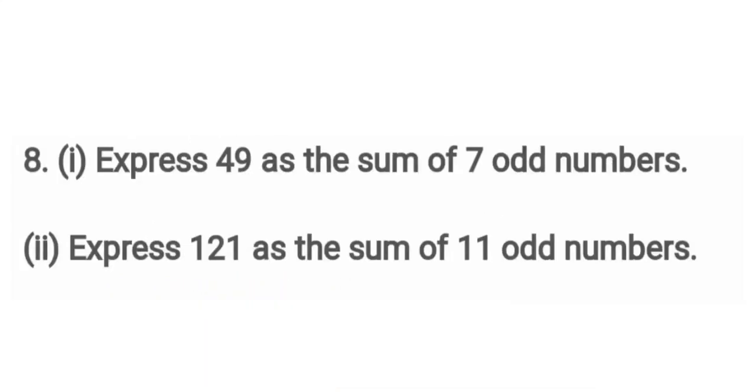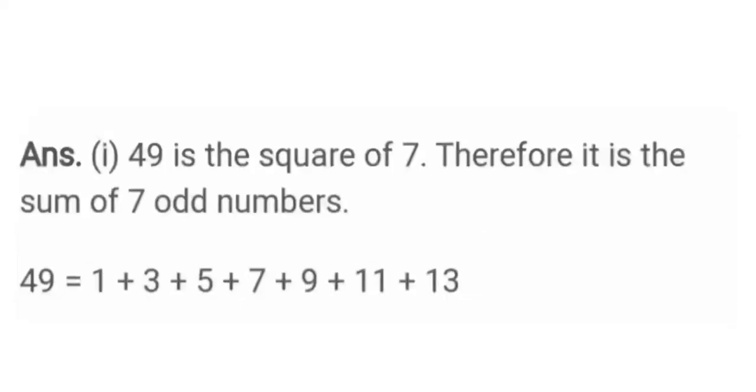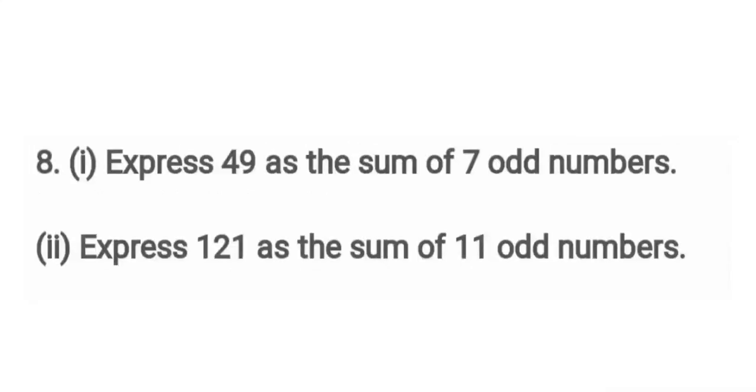Now see question number 8. Express 49 as the sum of 7 odd numbers. So this same as question number 7 we have to do. Okay. So 49. First 7 odd numbers. Okay. So 1 plus 3 plus 5 plus 7 plus 9 plus 11 plus 13. This is the answer.